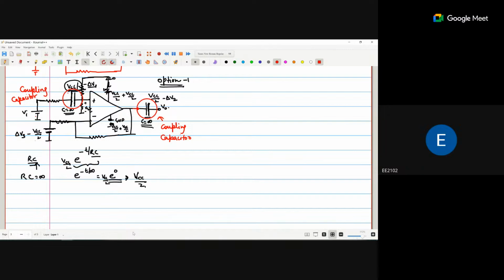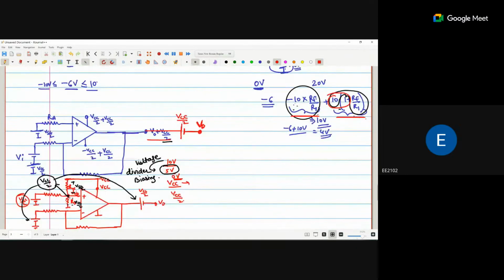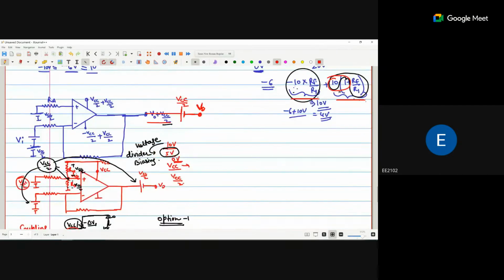How do we convert into the single supply? If we provide the single supply voltage, we have to boost our voltage level at every point, every node. What are the nodes? The positive supply, the negative supply, the output, the inverting terminal and the non-inverting terminal. So we have to boost all voltages by the same voltage, that is VCC by 2. There is no change when we boost all the voltage levels by the same amount. Correct? Any doubt?